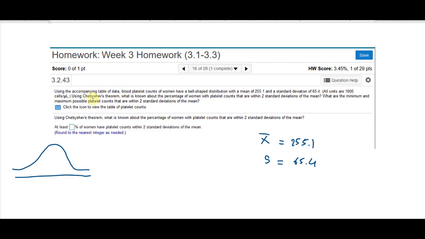Now, using the Chebyshev theorem, what is known about the percentage of women with blood counts that are within 2 standard deviations of the mean? So you are looking for the percentage of the women that are 2 standard deviations above or below the mean. Now, we have this special theorem.